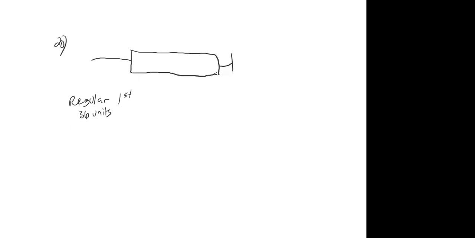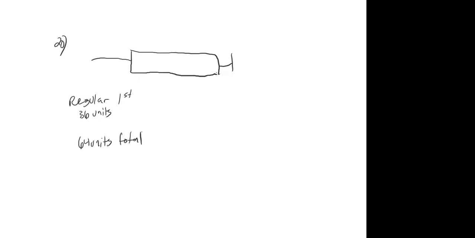Then it says we need to mark the syringe to indicate the total correct level. And they want you to mark the syringe in a couple of different ways. So I'll show you how that's done. First of all, it says we have 36 of the regular and 28 of the NPH. And so that is actually going to be a total of 64 units. Okay, so 64 units total.